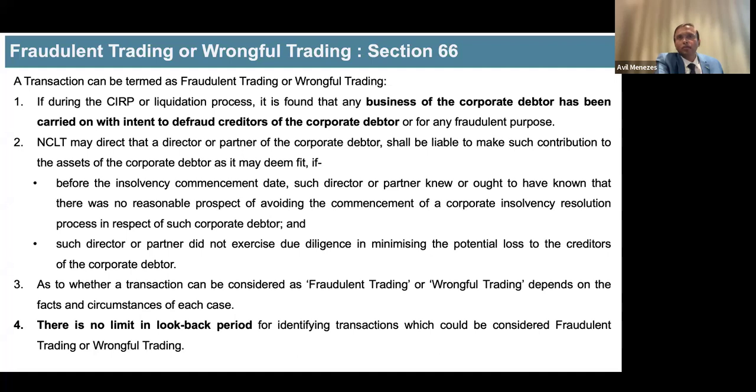You will have to lead evidence. If the application has to stand on its own legs in a court of law, it will need to have sufficient evidence. It's not that you will have to give every evidence to prove it, but reasonable evidence to prove that these are transactions which have been carried out with an intent to defraud. So that is something which would help. So that is fraudulent trading.